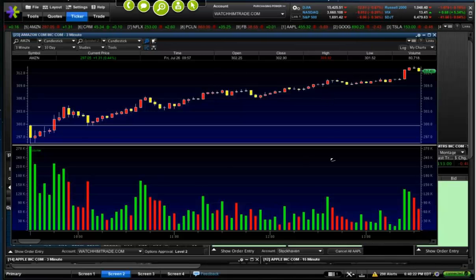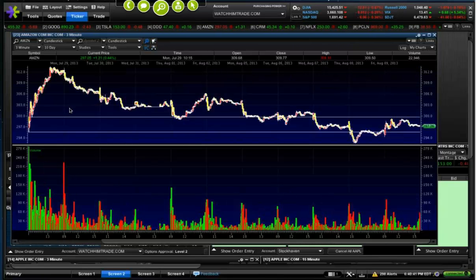So straightforward there. Even though Amazon gapped down that day, it never broke below that initial 3-minute low. Never closed below that low, never closed below the initial 6-minute low. You didn't really have a clear setup until 9:45, but once you did get that setup, it was a great one. Okay, so that was the long on Amazon.